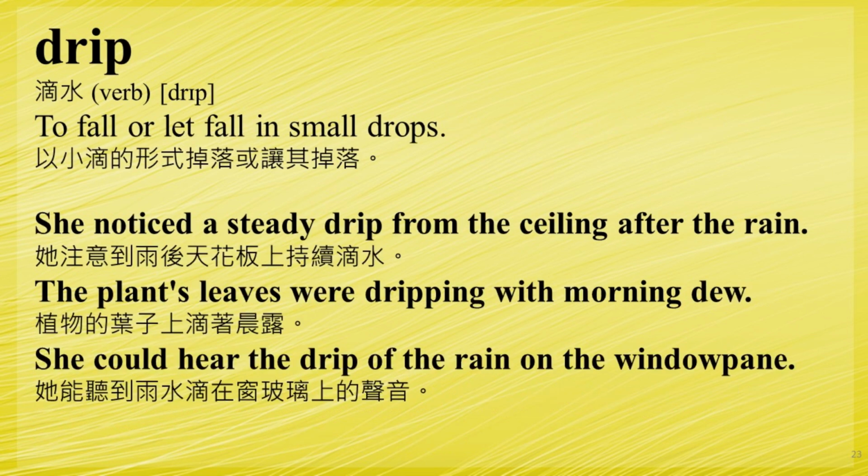Drip. 滴水, To fall or let fall in small drops. She noticed a steady drip from the ceiling after the rain. The plant's leaves were dripping with morning dew. She could hear the drip of the rain on the window pane.